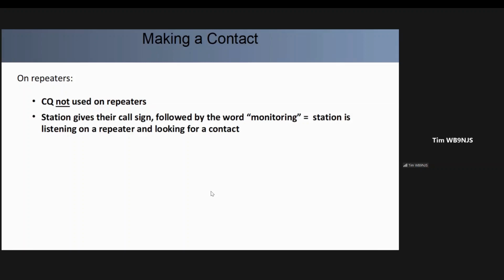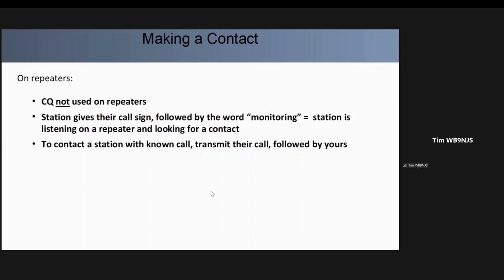If you hear someone on a repeater, a station that gives their call sign followed by the word monitoring indicates that the station is listening on a repeater and looking for a contact. So if you hear someone say WB9NJS monitoring countywide, that's an indication that I'm listening on that repeater and looking for a contact.